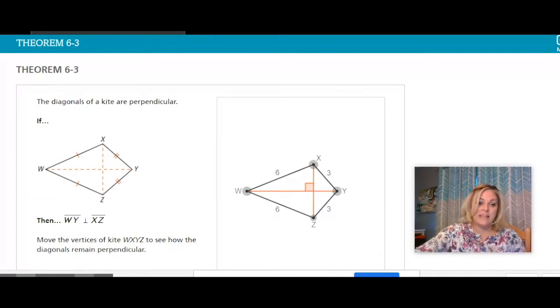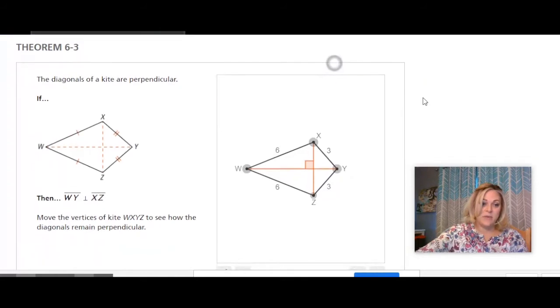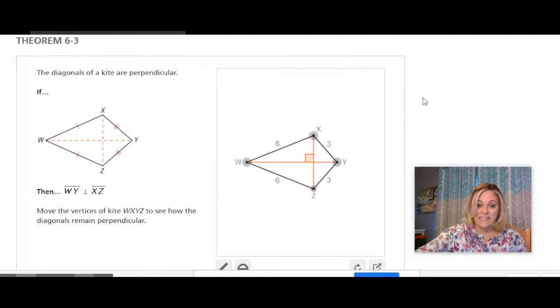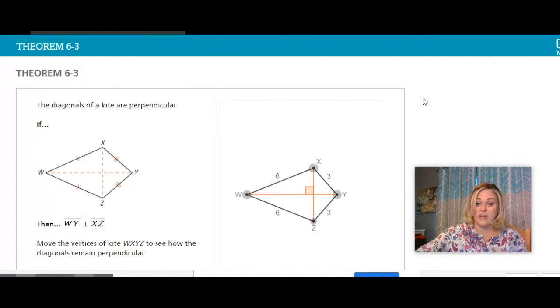Theorem 6.3. This is a theorem that just talks about the rules of diagonals of the kite, and it is literally saying that if it's a kite, then the diagonals will create a perpendicular angle, and the shorter diagonal will be bisected. Okay, there will be a bisected segment. So it's the perpendicular bisector of this shorter diagonal, but all four of these angles will be the same. Notice these congruent side lengths, which is true, again, for all kites.